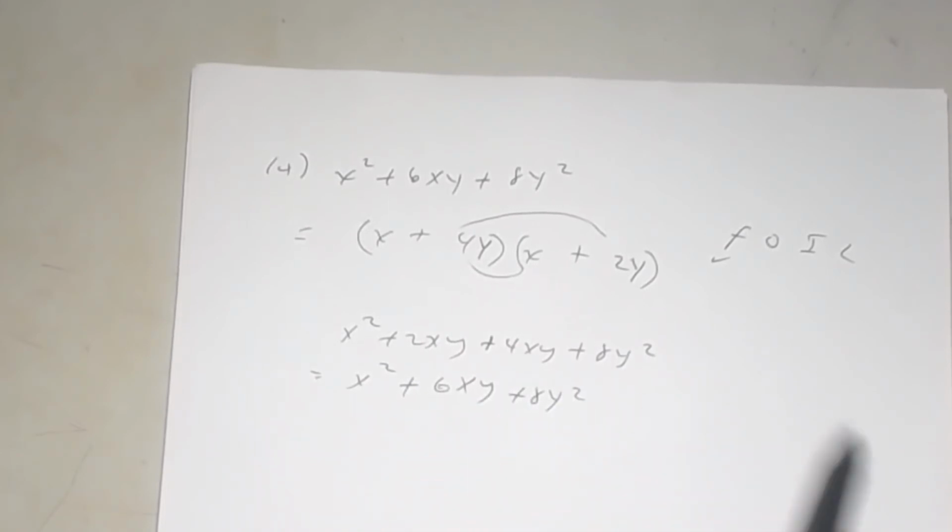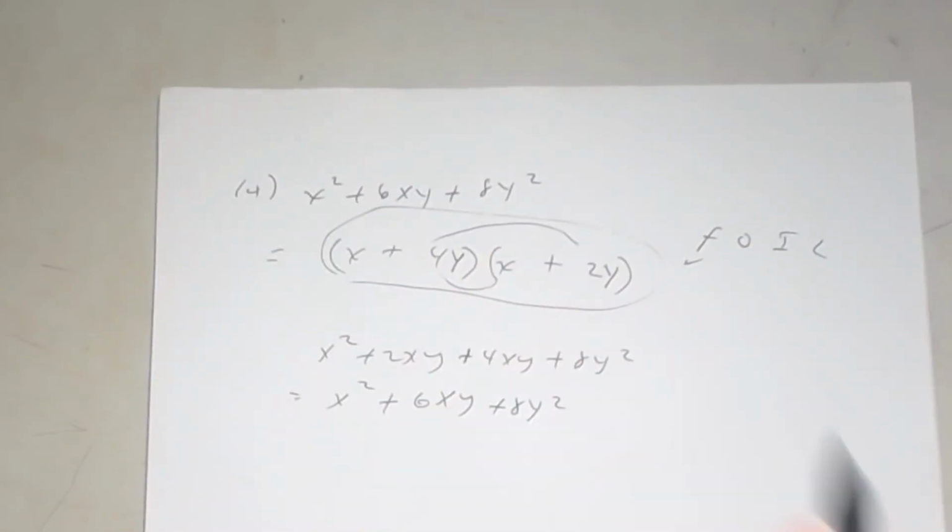Is that what you wanted? Yes. So there's your answer. So x plus 4y times x plus 2y, or you could have said x plus 2y times what? x plus 4y, right? Does not matter. All right, now remember, try doing trial and error, because that's what you're going to be focusing on after this section.